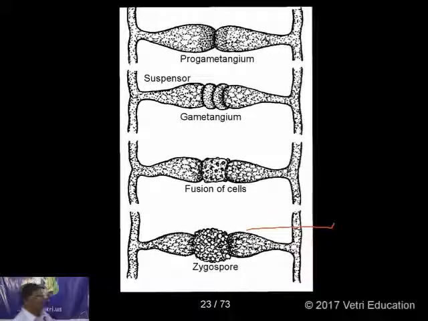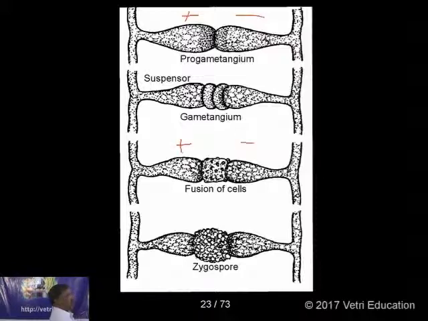So here, as I told you already, two mycelia come together and form a progametangium. This one is called a plus strain, another a minus strain. They come together, and then a division occurs here, and the terminal cell is called gametangium and the basal cell is called the suspensor. And then two gametangia of the opposite strains unite together, fusion of the cells takes place, and the zygospore is formed, a diploid zygospore.